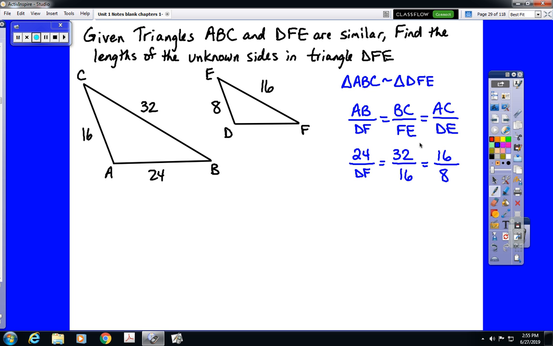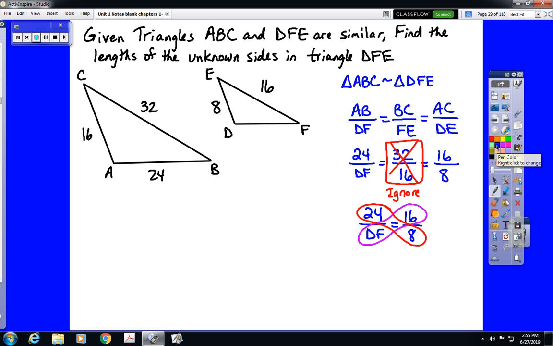So what we do is we ignore one of them. Okay, we're going to ignore this middle one because the numbers are bigger. Doesn't matter which one you ignore though. You're going to get the same answer either way. So that leaves us with 24 is to DF as 16 is to 8. How do you solve this problem? Well, you're supposed to cross multiply.